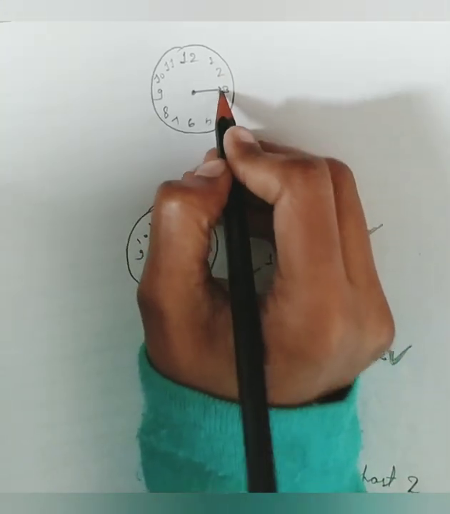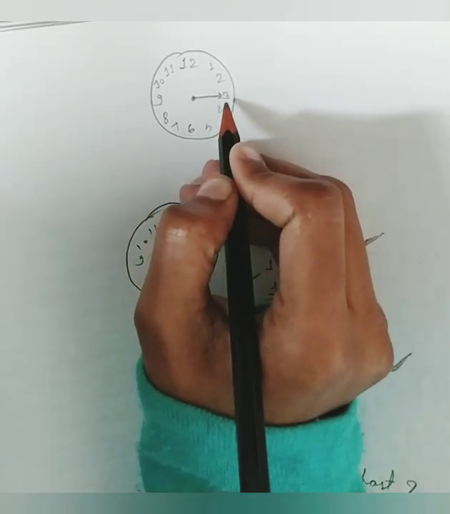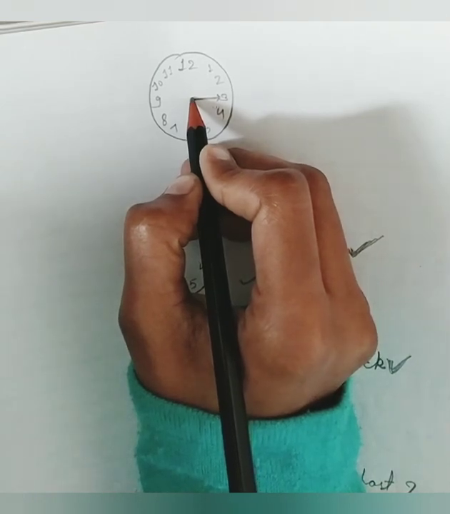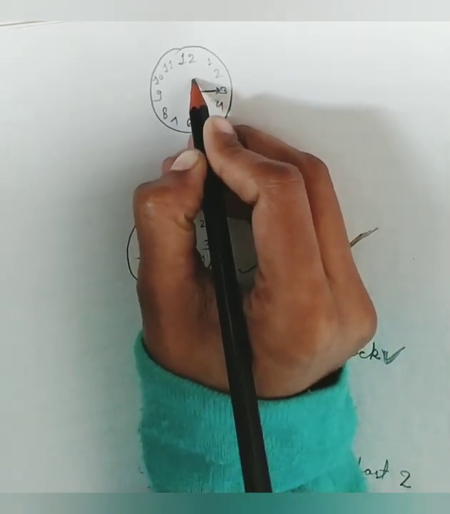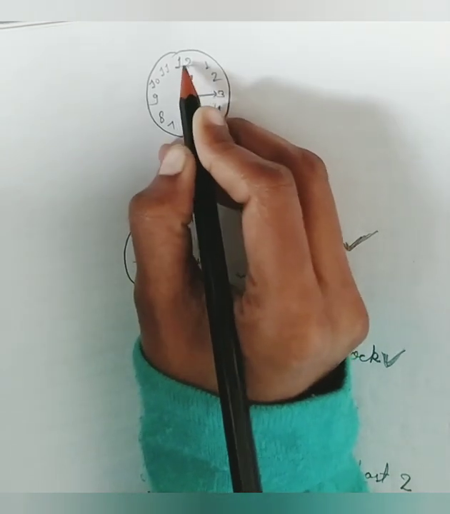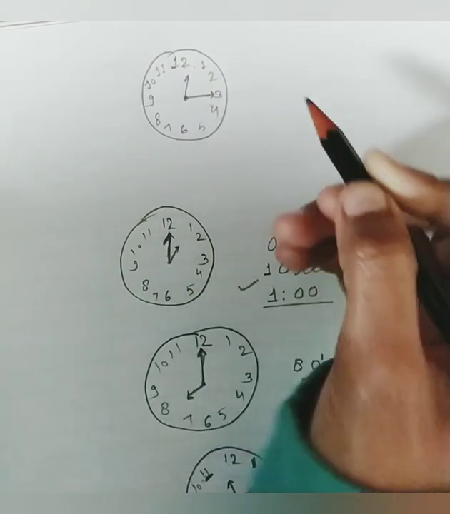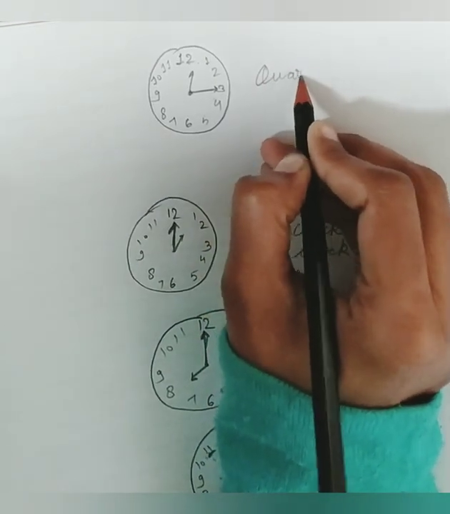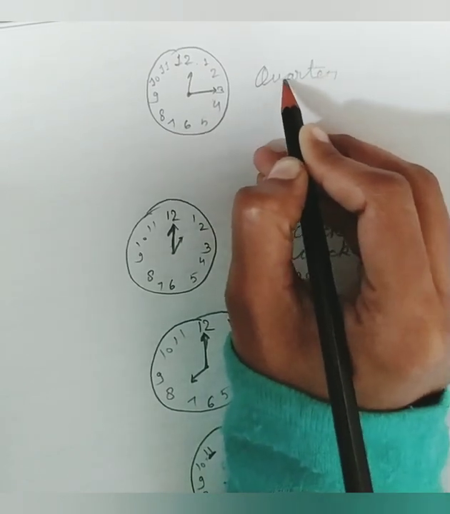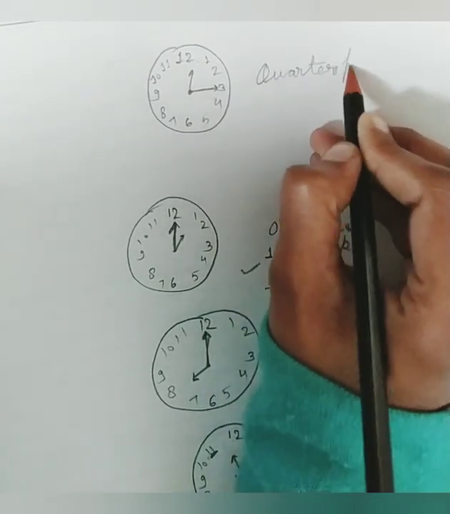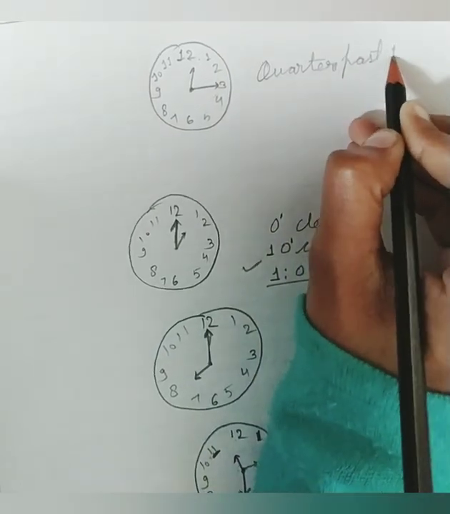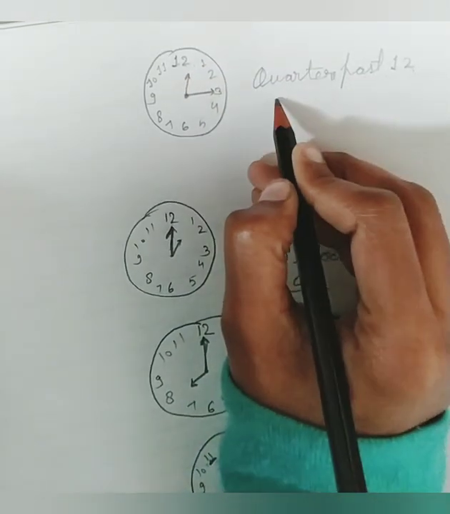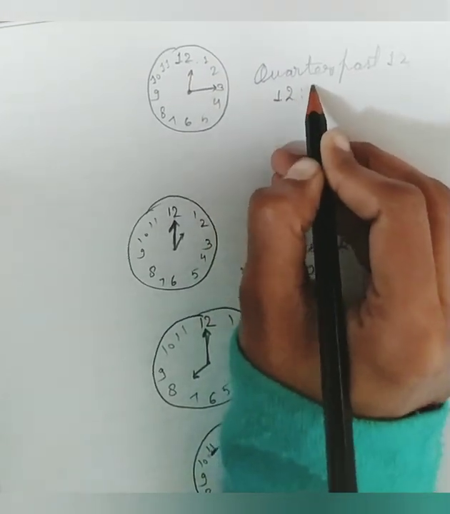So when we take the time in quarter past, small hand lies near the number. Like if I set a small hand near the 12, not on the 12, near the 12, so you can say here time is quarter past 12. Or in another way you can say time is 12:15.